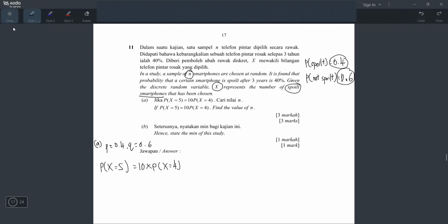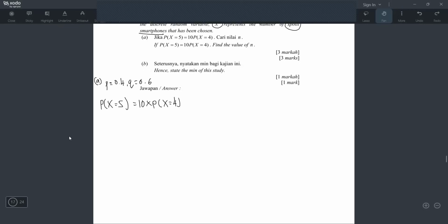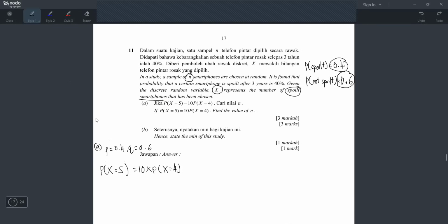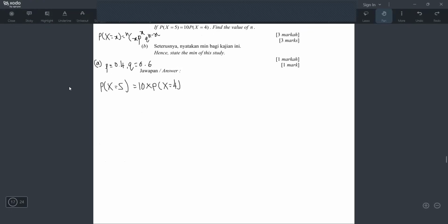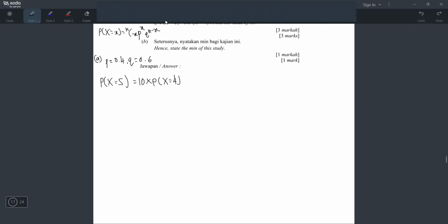Okay, by using this information, it is enough for me to find n already. Let me show you how. We will use the probability formula. What is the probability formula? Do you know? P(X equals small x) equals nCx, p power x, q power n minus x. Do you remember this formula? This is the binomial formula. So this is the formula that I'll be using for this question.